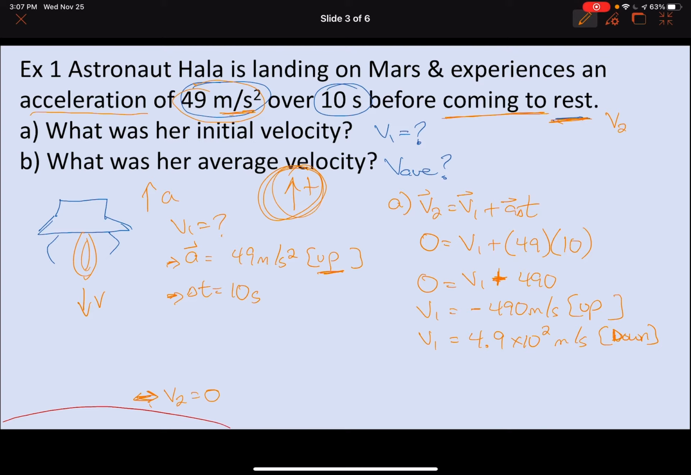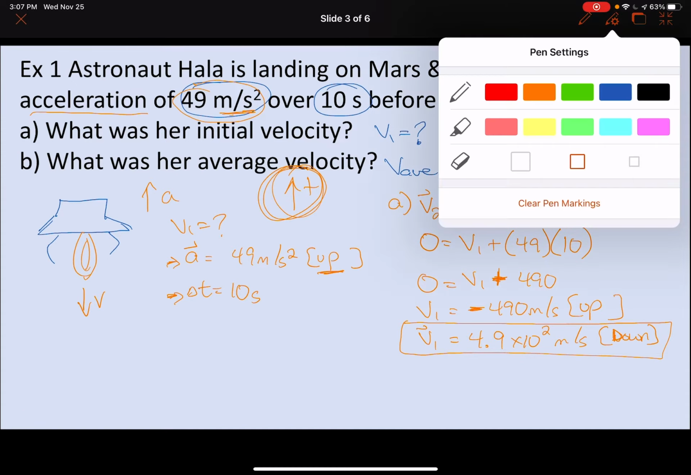Okay, so just as a reminder, we can stick our vector sign on this. Just as a reminder, if you say your first answer is negative up, we'll change that to positive down. Okay, we're running out of room here, so I'm going to make a little bit of room right over here. Just remember V2 was 0.